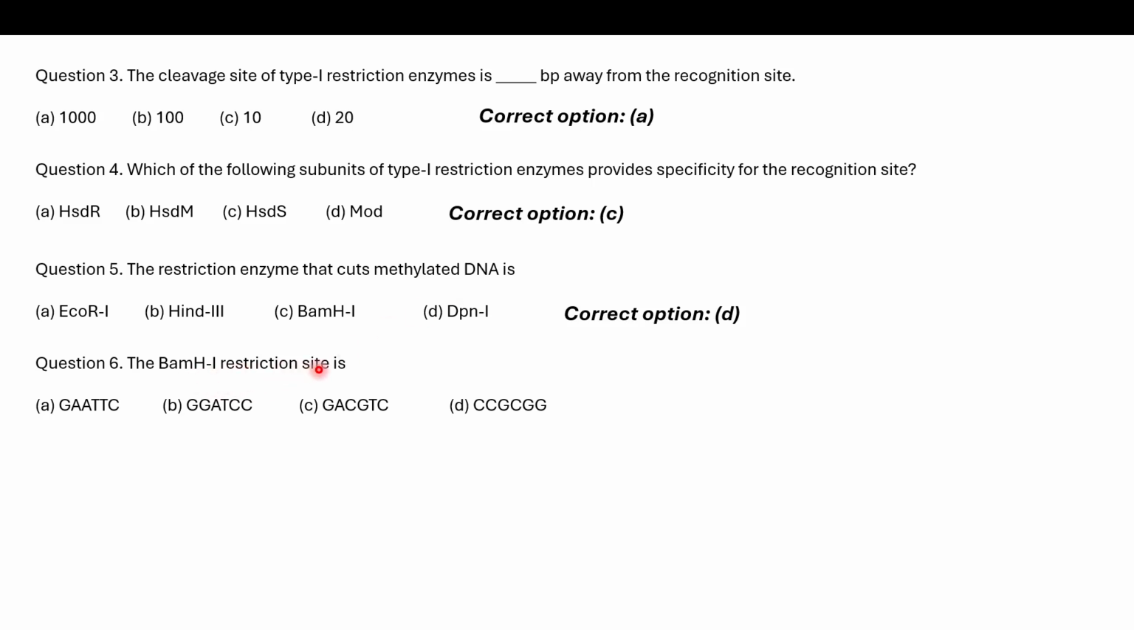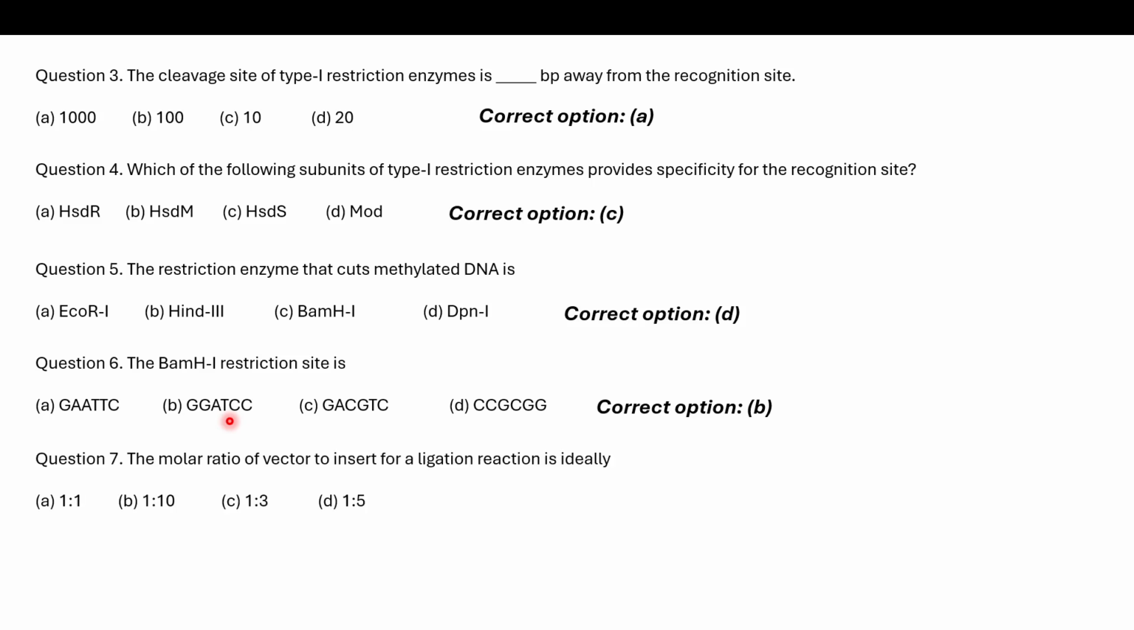The BamHI restriction site is, we looked at isocaudomers, right, which are restriction enzymes that have very different recognition sequences. However, the flanking nucleotide extensions that they produce are the same. We looked at Sau3AI and BamHI. So BamHI has the recognition sequence GGATCC.